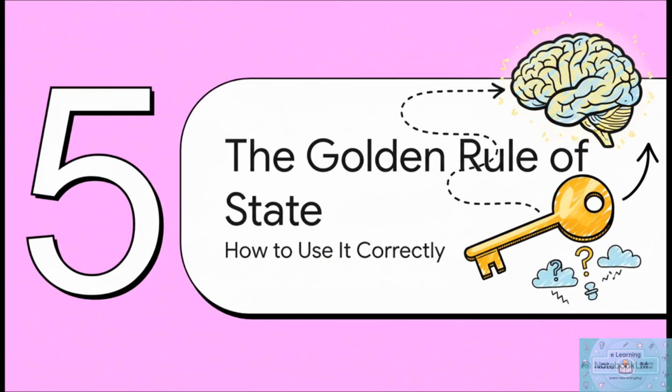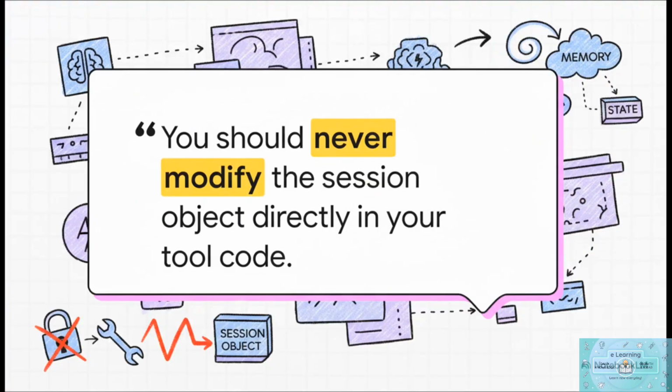Now, using state is clearly powerful. But, and this is a big but, there is one critical, golden rule you absolutely have to follow. If you get this wrong, it can cause some major headaches down the road, especially when we start talking about long-term memory. And here it is. The crucial point is this: you should never modify the session object directly in your tool code. It's a simple rule, but it is so vital to remember when you're working with your agent's memory.